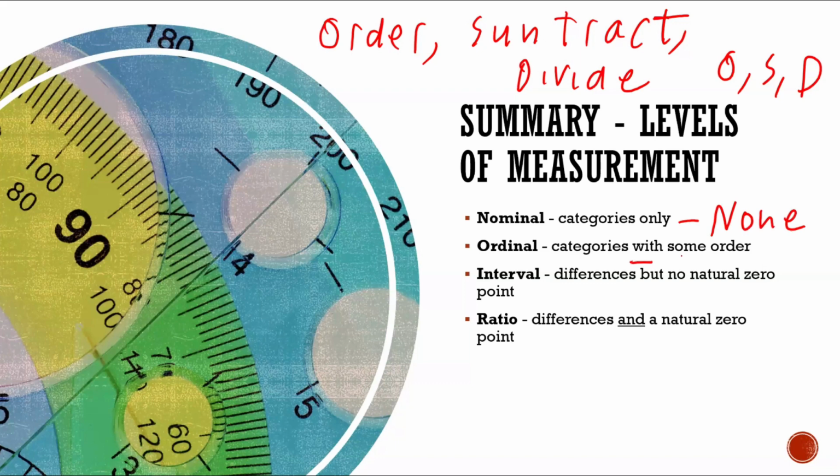In ordinal, the word ordinal sounds like order, right? Interval, you can order, you can subtract, but you can't divide. Ratio, you can do all 3. It's tricky because it's hard to come up with a lot of different examples for some of these. But they're all important. I think this is the trickiest part of this section.